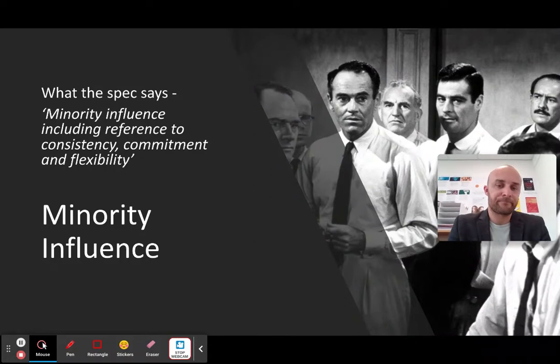So that is the spec on the left-hand side. Minority influence, including reference to consistency, commitment, and flexibility. And the picture on the right-hand side is a film called 12 Angry Men. It is one of the best films of all time.